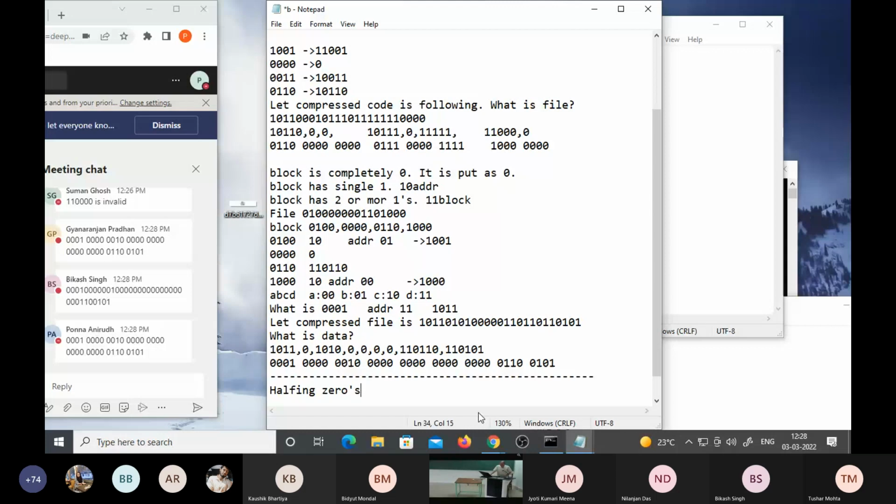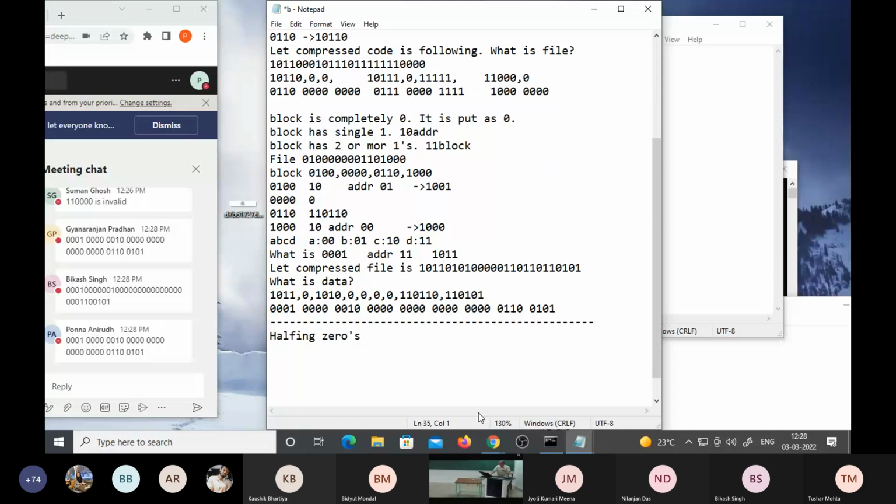Let us see what is done. 00 is replaced by A followed by TA or BD. Is it correct?